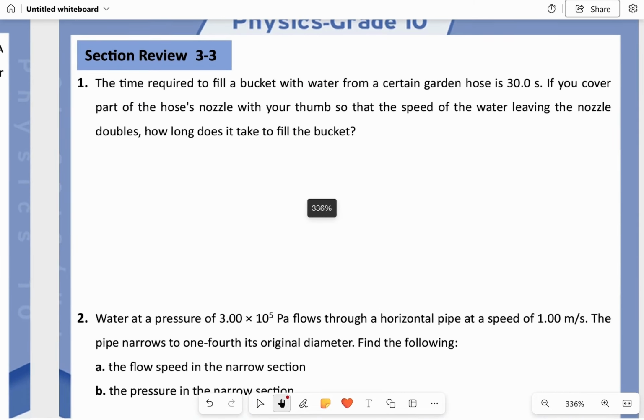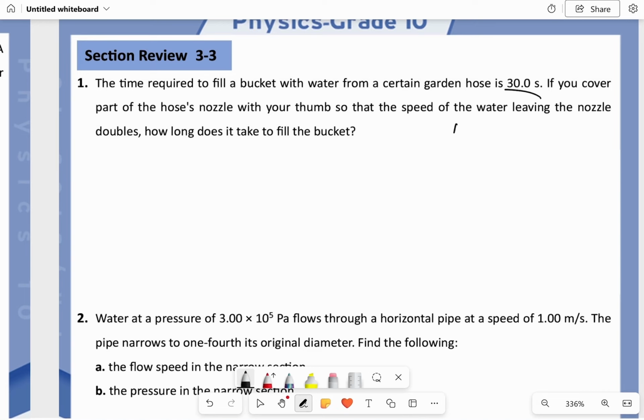The first question says, the time required to fill a bucket with water from a certain garden hose is 30 seconds. If you decrease the cross-sectional area of this hose by covering the hose nozzle with your thumb, how long does it take to fill the bucket this time? It's going to take exactly the same amount of time because the flow rate never changes.